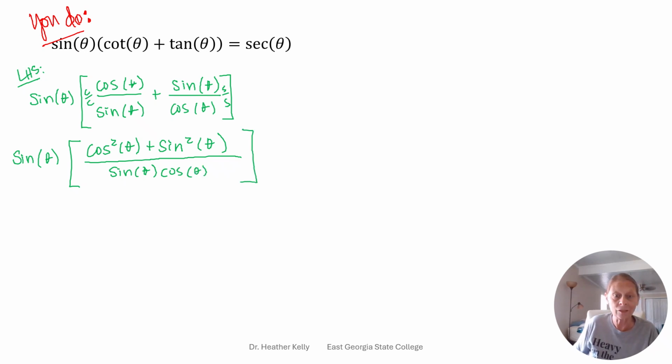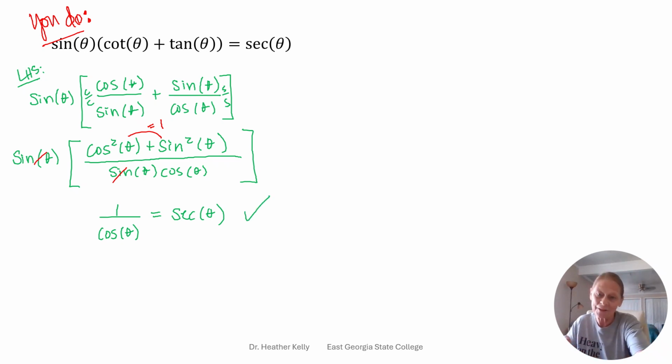Okay, so that's great. We know that cosine and sine equal 1 when they're squared and added together, and then these two sines cancel. And so we're left with 1 over cosine theta, which is equal to secant theta. Awesome. I hope you were successful. Okay, let's keep on going.